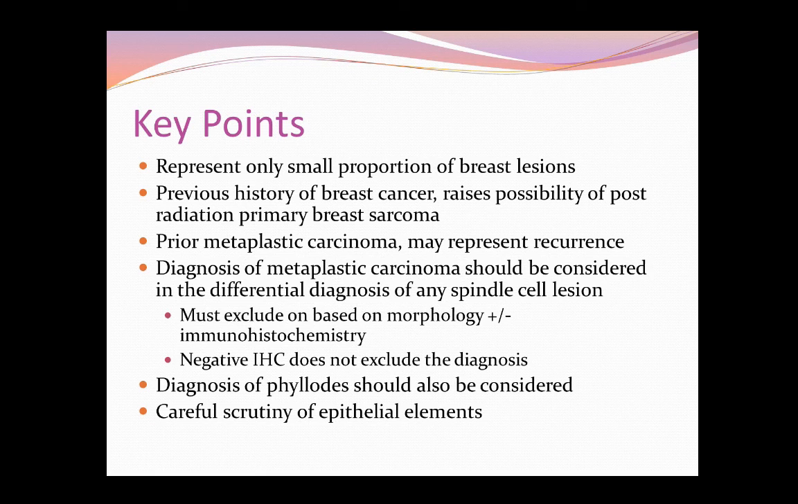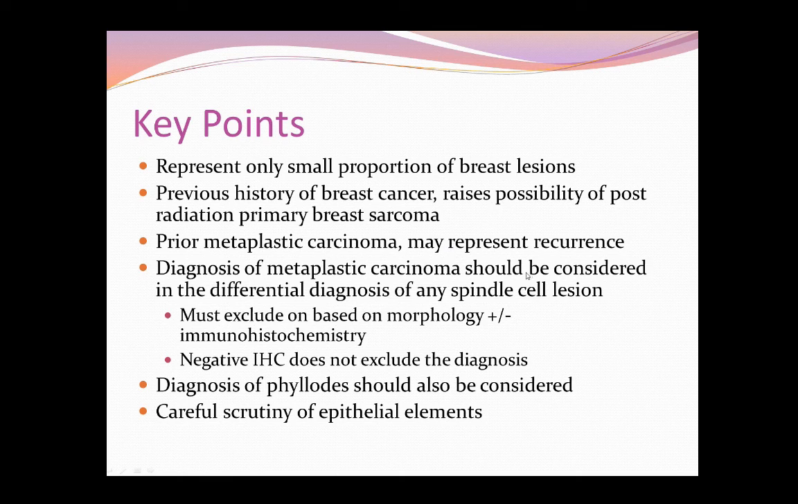So the key points: a very small proportion of breast lesions are spindle cell. If there is a previous history of breast cancer, there is a possibility that this is a post-radiation primary breast sarcoma. Most common are undifferentiated pleomorphic sarcomas and cutaneous angiosarcomas. If there is a prior history of metaplastic carcinoma, the current lesion may represent a recurrence. This is especially a problem when there is a fibromatosis or low-grade metaplastic carcinoma.